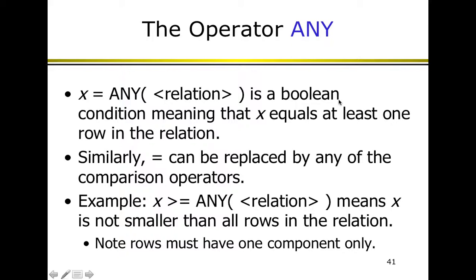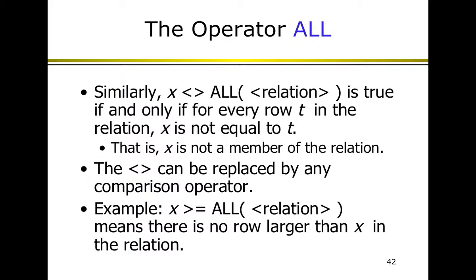X is equal to any. And we have any, and it's a Boolean, meaning that X is equal to at least one row in the relation, any of them. Similarly, you can replace it with the comparison operators. And instead of equals, it could be X is larger than or equal to any, smaller than or equal to any. X is not equal to any is true if and only if X is not in there. It's not equal to anything inside of the bag that comes back out of that. Or it's larger than or equal to all. So the not equal can be replaced with any comparison operators.